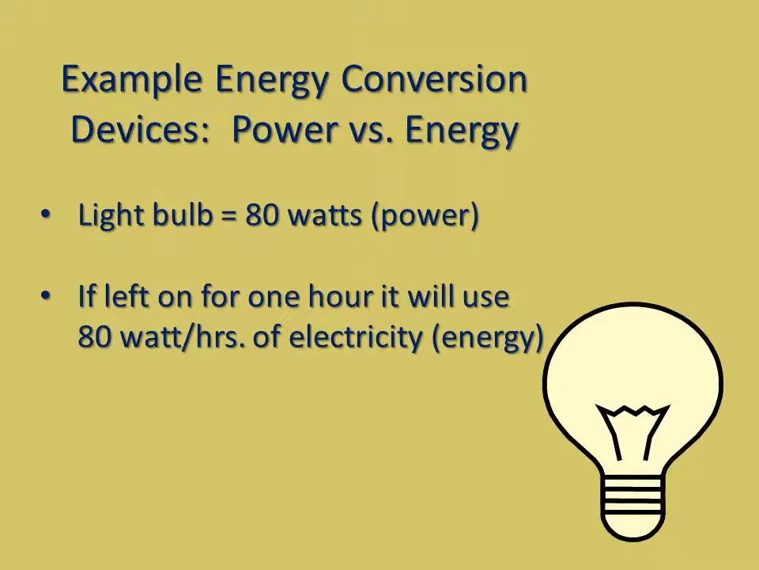So here we have a light bulb. Most appliances, including light bulbs, have what we call a power rating. In this case, we are looking at an 80 watt incandescent light bulb. So the length of time that we have this appliance on will dictate how much energy is consumed. So an 80 watt light bulb left on for 1 hour would consume 80 watt hours of electricity or energy. So in this case, the power rating of the light bulb is 80 watts.